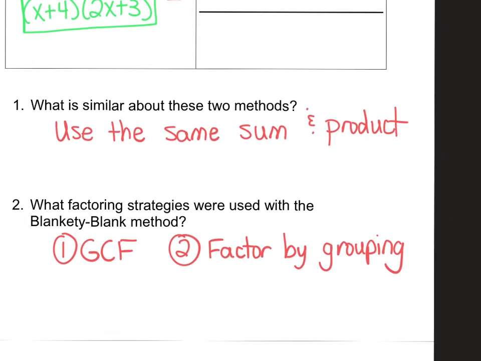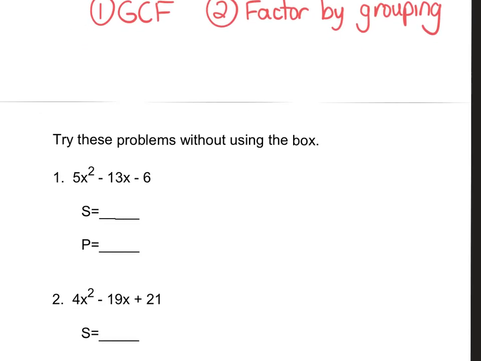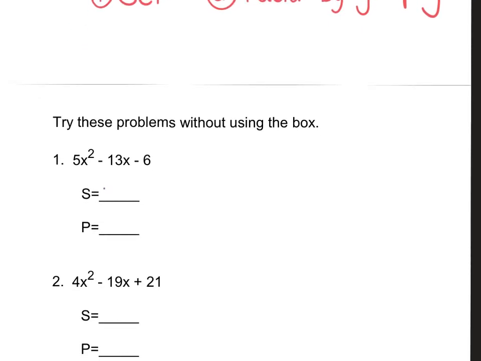Okay, so again, we want to use this without the box, so we need something that adds to negative 13x and multiplies to negative 30x squared. So if I'm thinking of my factors of 30, I think of 15 and 2. And of course, that'd be 15x and 2x. Can you think of how we could get 15 and 2 to add to negative 13? Well, it would work out if we made the 15 negative. Negative 15x plus 2x would give us our sum of negative 13.